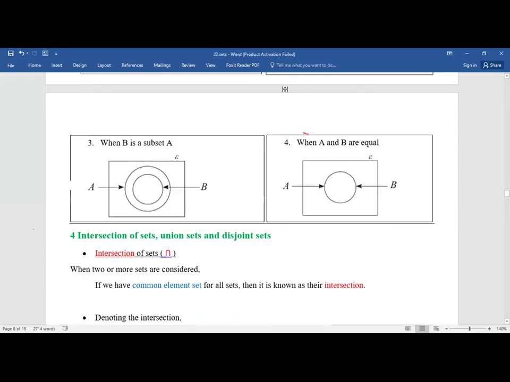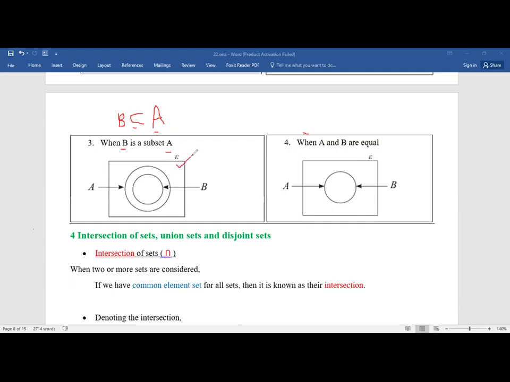So next thing. How do you represent a subset? When B is a subset of A, that means A should be bigger. Like the mouth is open for A, side A. B should be smaller. A should be bigger. I will write it here, something like this. Mouth is open for A. B is a subset of A. So how do you represent that?